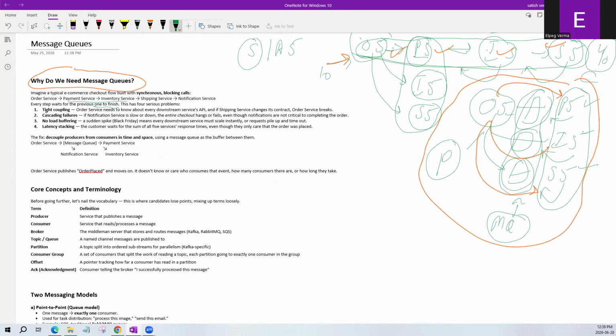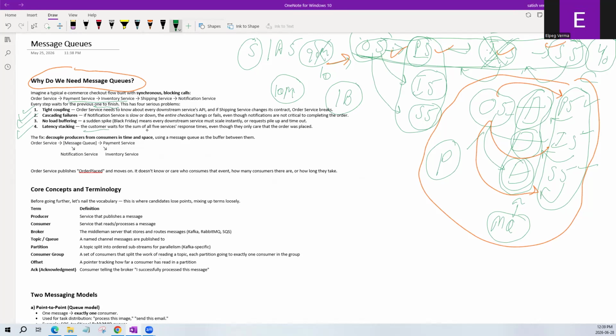So tight coupling, this is the issue. Cascading failure. Suppose the inventory service is down, then it will wait for the service. Doesn't make sense, right? So cascading failures. No load buffering in a spike. Suppose our system is able to handle only 10 million requests, and on Black Friday we get 1 billion requests in one go. Then what will happen? 90 million requests get piled up, and after timeout, they will get lost or might be a retry failure, something like that.